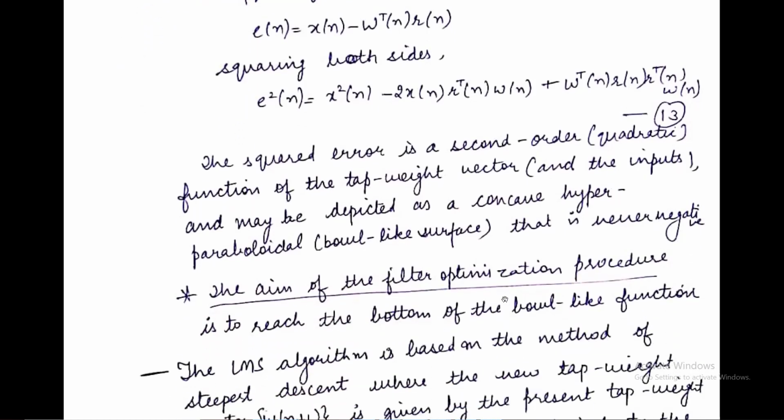Now, what is the aim? The aim of the filter is to optimize, and what is the optimization procedure? It is to reach the bottom of the bowl-like function. Means we have to reach the minimum value. And where will we get that minimum value? Because it is a bowl kind of function, that will be the bottom of that bowl-like function.